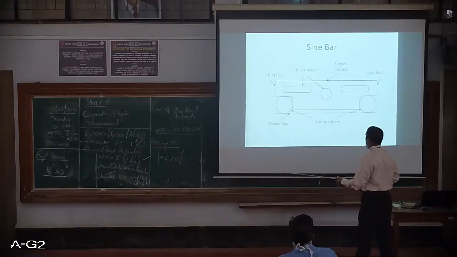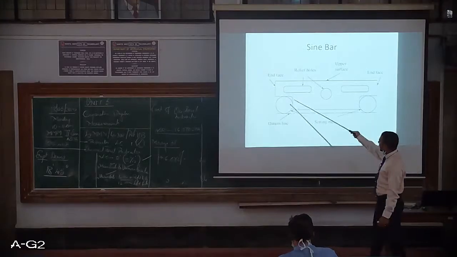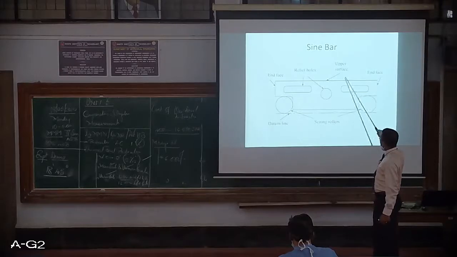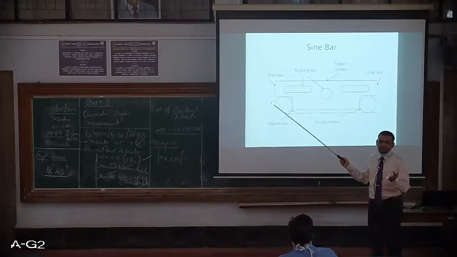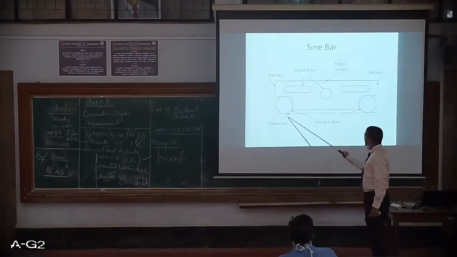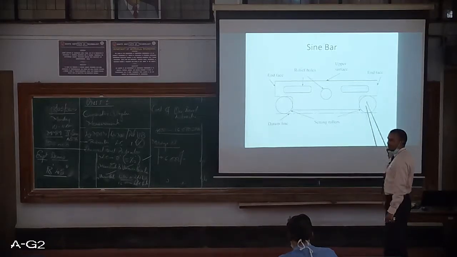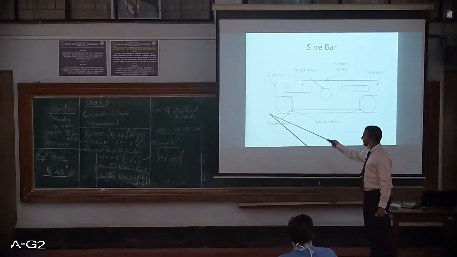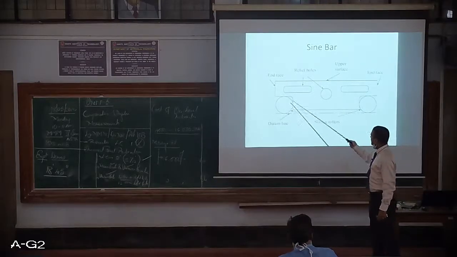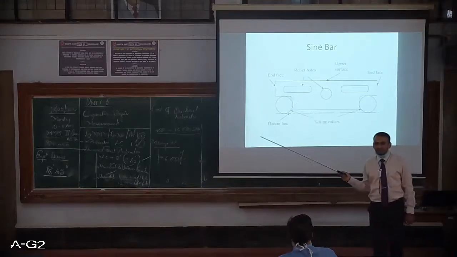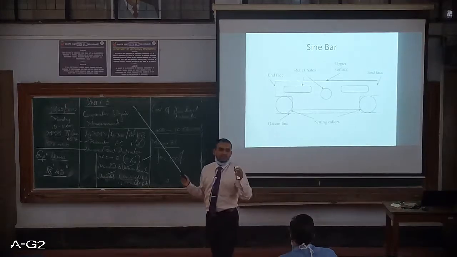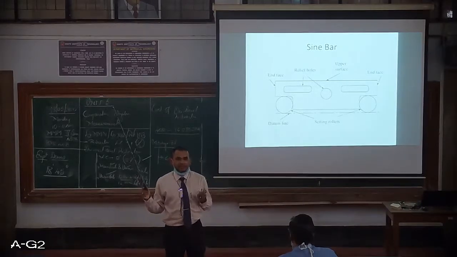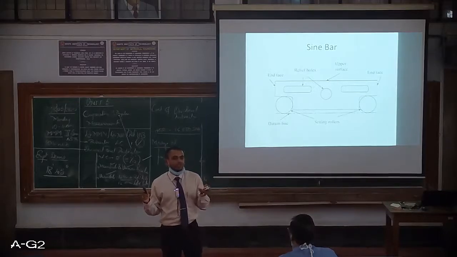So just we'll discuss the different parts. This is the end face of the sine bar, end face, the top surface. These are the relief holes. Relief holes can be of different shapes and sizes. This is the datum line that we have talked about in GD&T. This is with respect to the surface plate. These are the rollers, also called the setting rollers. So it has to be perfectly ground and care has to be taken so that it does not wear out. And even if it wears out, it has to be worn out evenly on both the rollers.